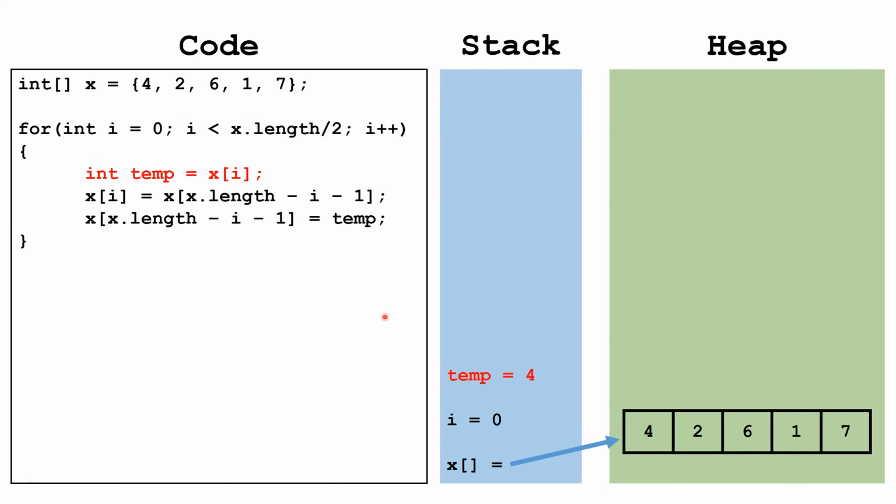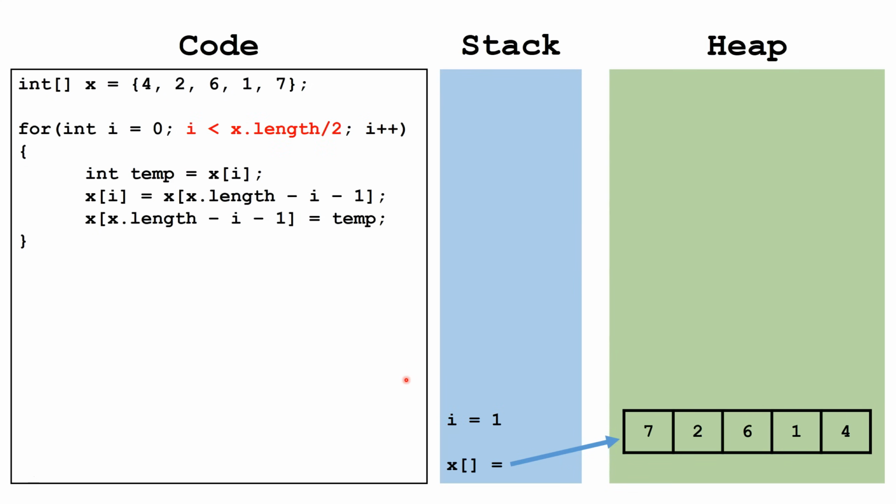We create a temp variable and copy the value from x index i, which is in this case index 0, into the temp variable. Next, we copy the value from the index opposite x index i into x index i. Finally, we copy the value from temp into the index opposite x index i. At the end of the loop, we increment i by 1, bringing i to 1.